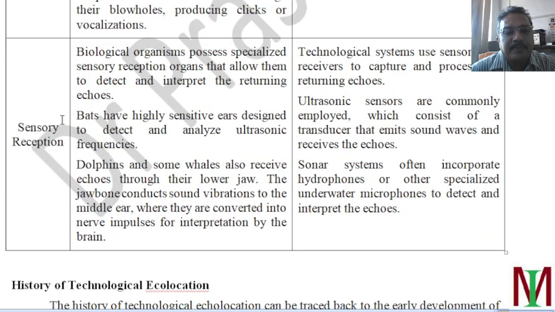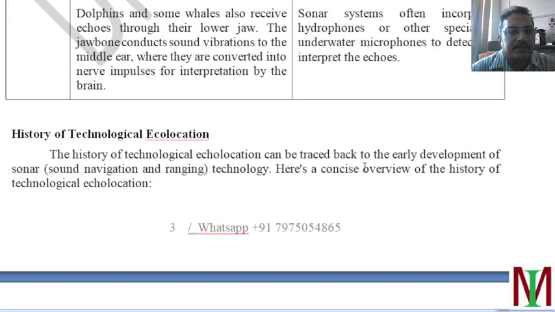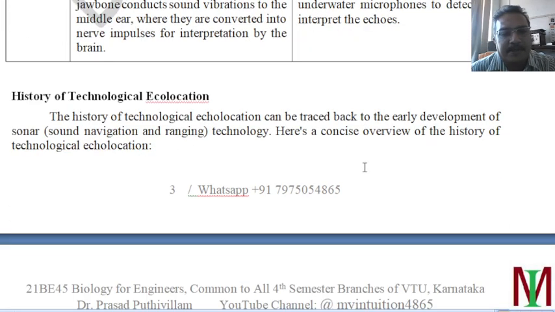For receiving, biological organisms have a special sensory reception organ which allows them to detect and interpret the returning echoes. Bats have ears. Dolphins and whales have echo receivers in their jaws. Whereas in a technological system, we have separate sensors to receive the echoes and analyze them.